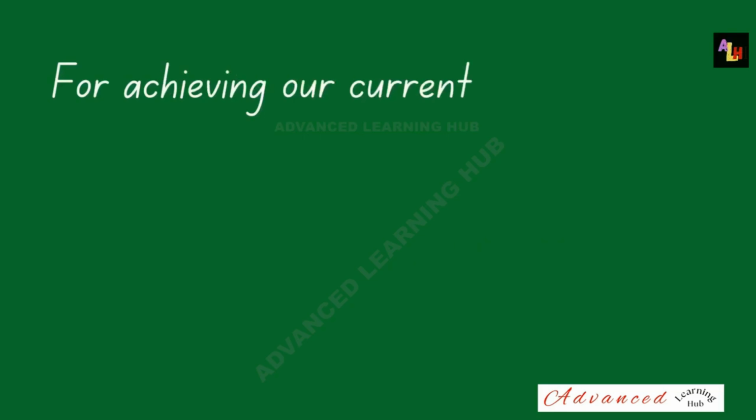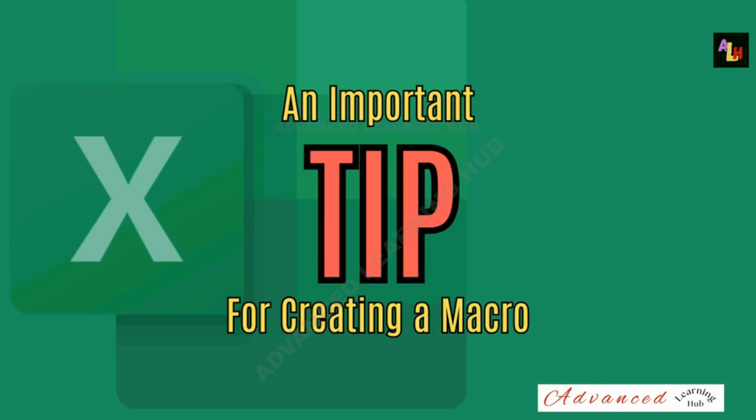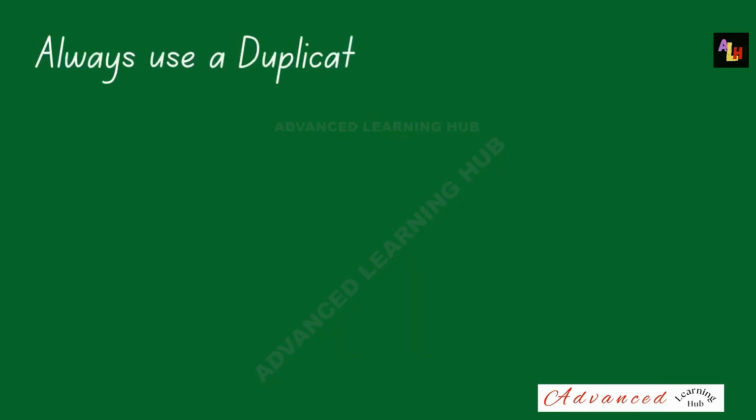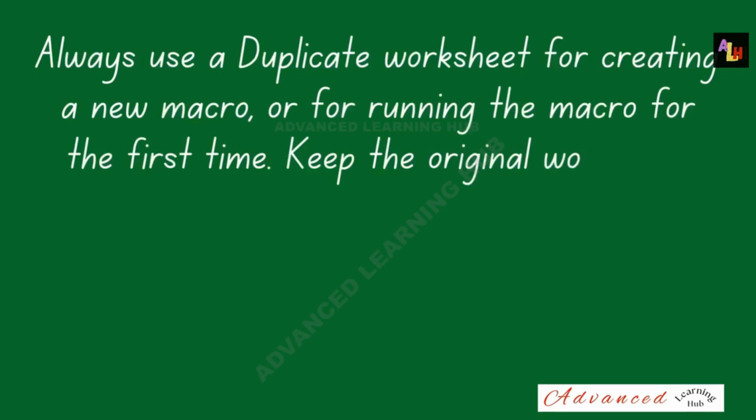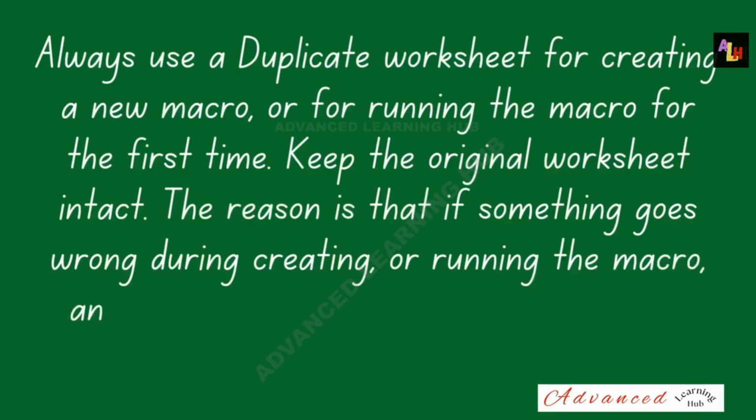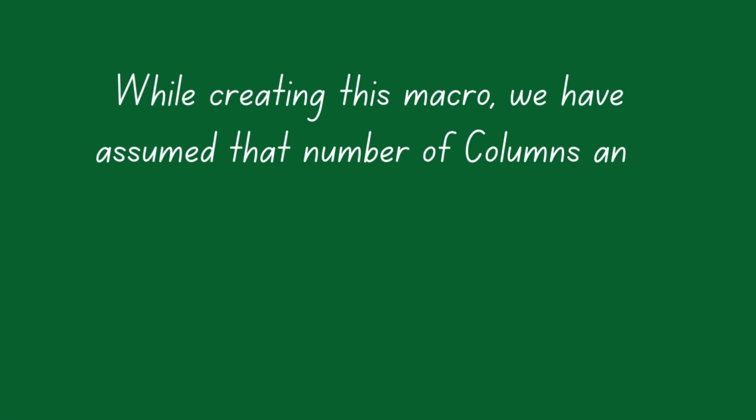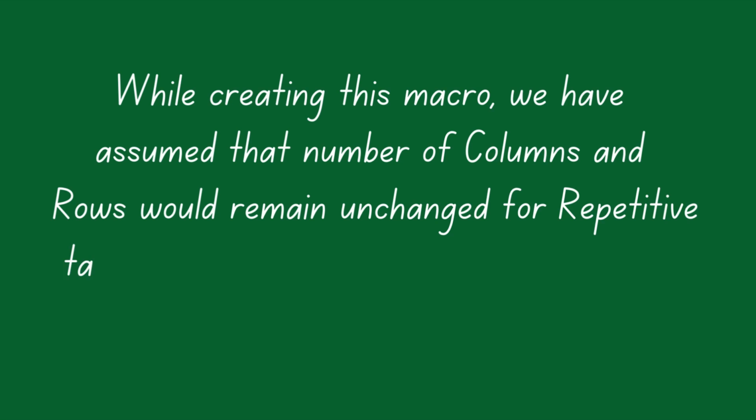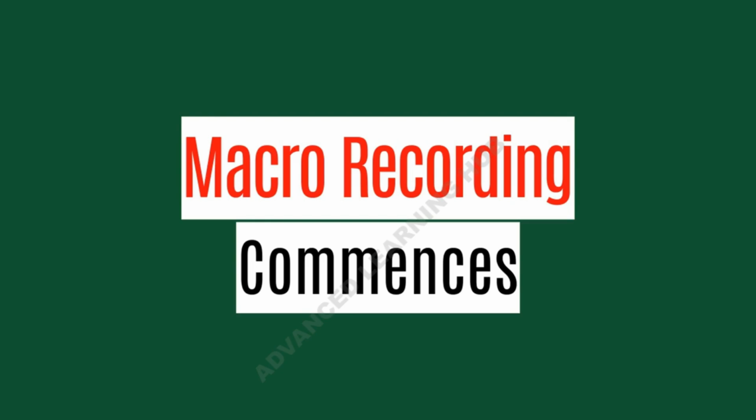To achieve our current tasks, we will create a macro which uses absolute references. Always use a duplicate worksheet for creating a new macro, or for running the macro for the first time. Keep the original worksheet intact. The reason is that if something goes wrong during creating or running the macro, resulting in an unexpected outcome, the Excel application cannot undo that error. While creating this macro, we have assumed that the number of columns and rows would remain unchanged for repetitive tasks in future. Besides, the order of columns would also not change.